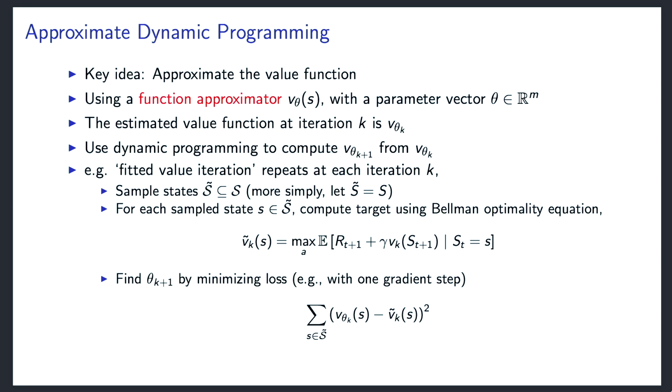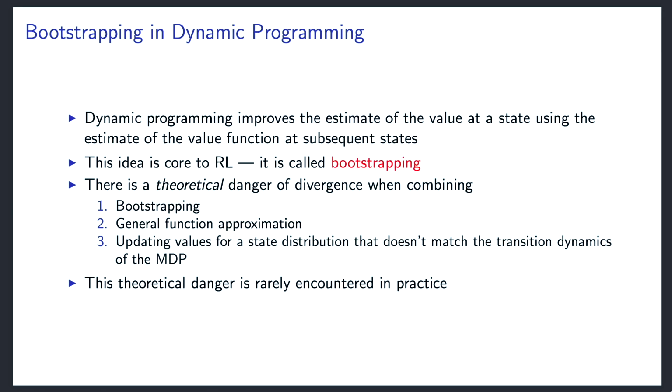So I already mentioned this a couple of times, but it's good to be explicit about this. Dynamic programming improves the estimate of a value at a certain state. But in order to do that, it uses the estimate of the value at the next state. The same estimate, essentially. The same value function that you're optimizing, you're also using. This is sometimes called learning a guess from a guess. And this is a very core idea to reinforcement learning.